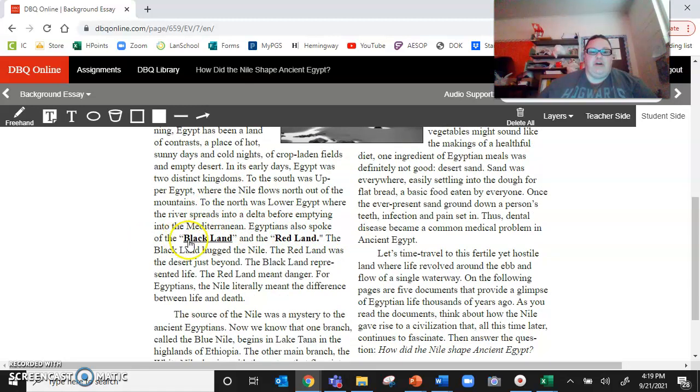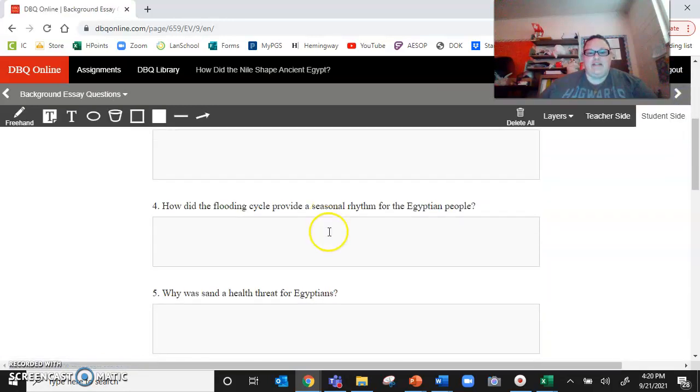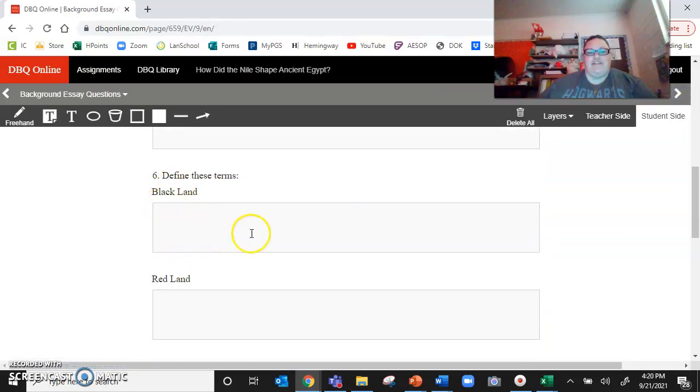Egyptians also spoke of the black land and the red land. Oh my gosh, these words are in bold. That's right. That means that they are words that we have to define. Okay, well, we saw them in the text, but do we understand what they are yet? Not yet, so let's continue reading.